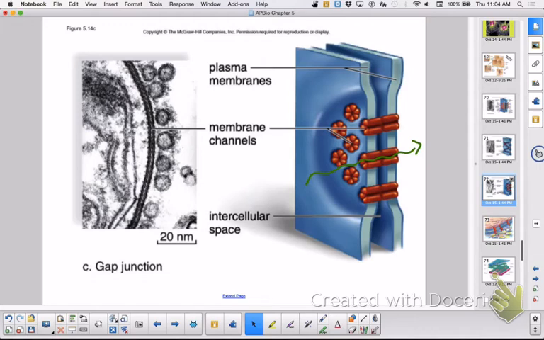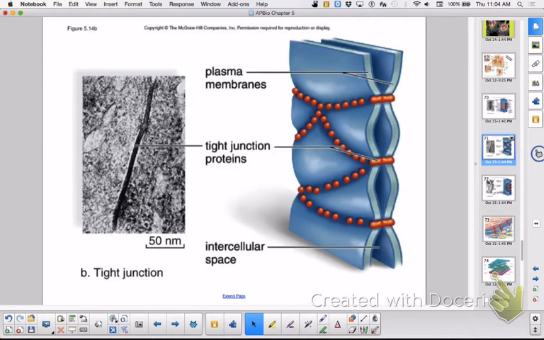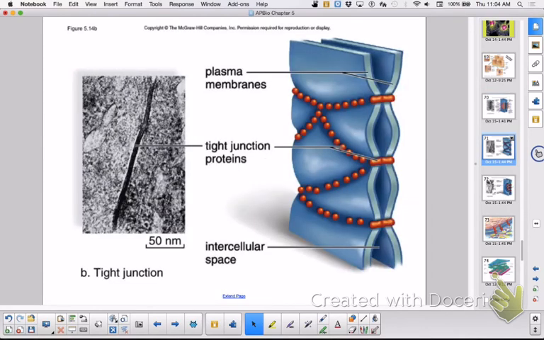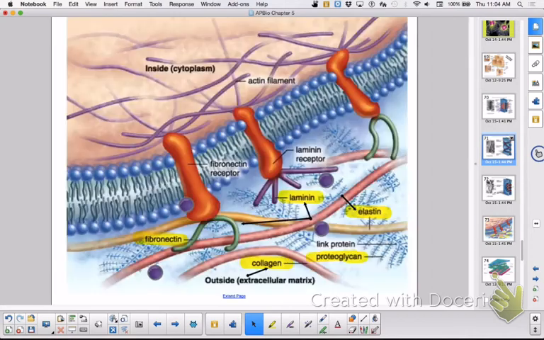Now here we're seeing channels, here we're seeing tight junctions, here we're seeing cytoskeleton. It's not like it's clean and neat between each of these. What it really looks like is maybe something like this. So there are other items there as well. Here's where your cytoskeleton is connected to a what?